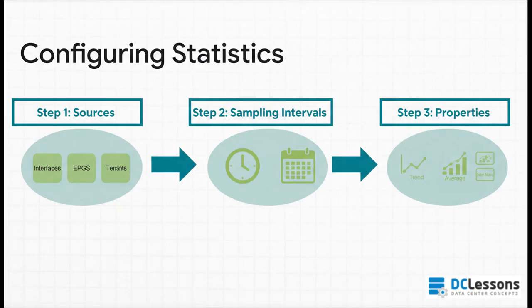So how do you collect all this data? Well, you do it with these super flexible monitoring policies. You get to decide what you want to monitor. The source, which can be anything from a physical port to a logical endpoint group. You set how often you want to sample the data, and then you pick which properties you want to track, like the rate of dropped packets or the average bandwidth being used. This gives you the power to spot trends before they turn into major outages.